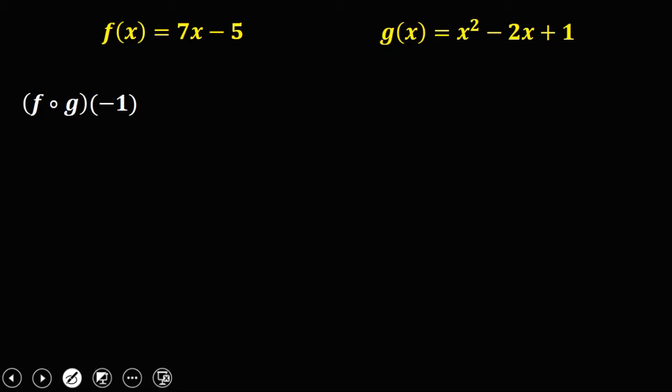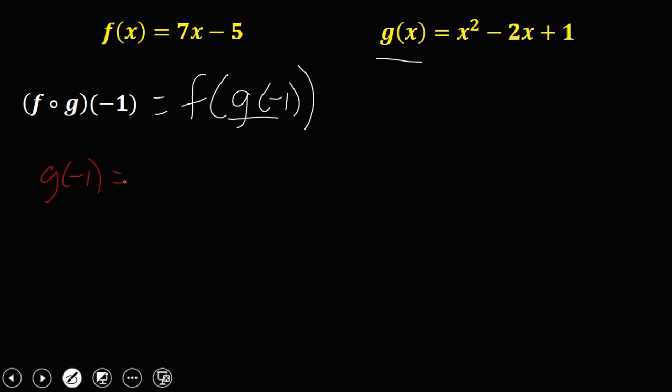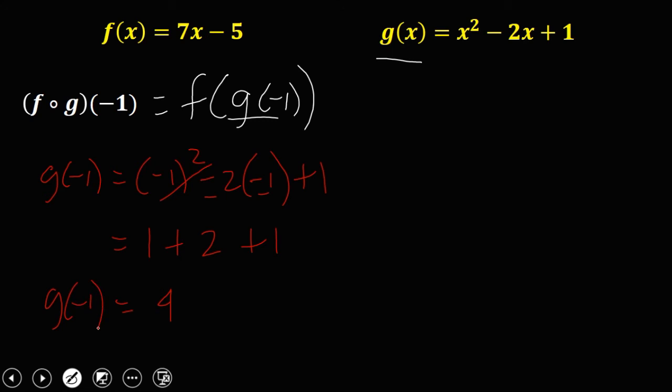Now this equation is equal to f of g of negative 1. So again, we need to solve first the g of negative 1 from the g of x. So from g of x, x is negative 1. So that's negative 1 squared minus 2 times negative 1, then plus 1. So negative 1 squared is positive 1, then negative times negative is positive 2, then plus 1. So that's 4. So g of negative 1 is 4.